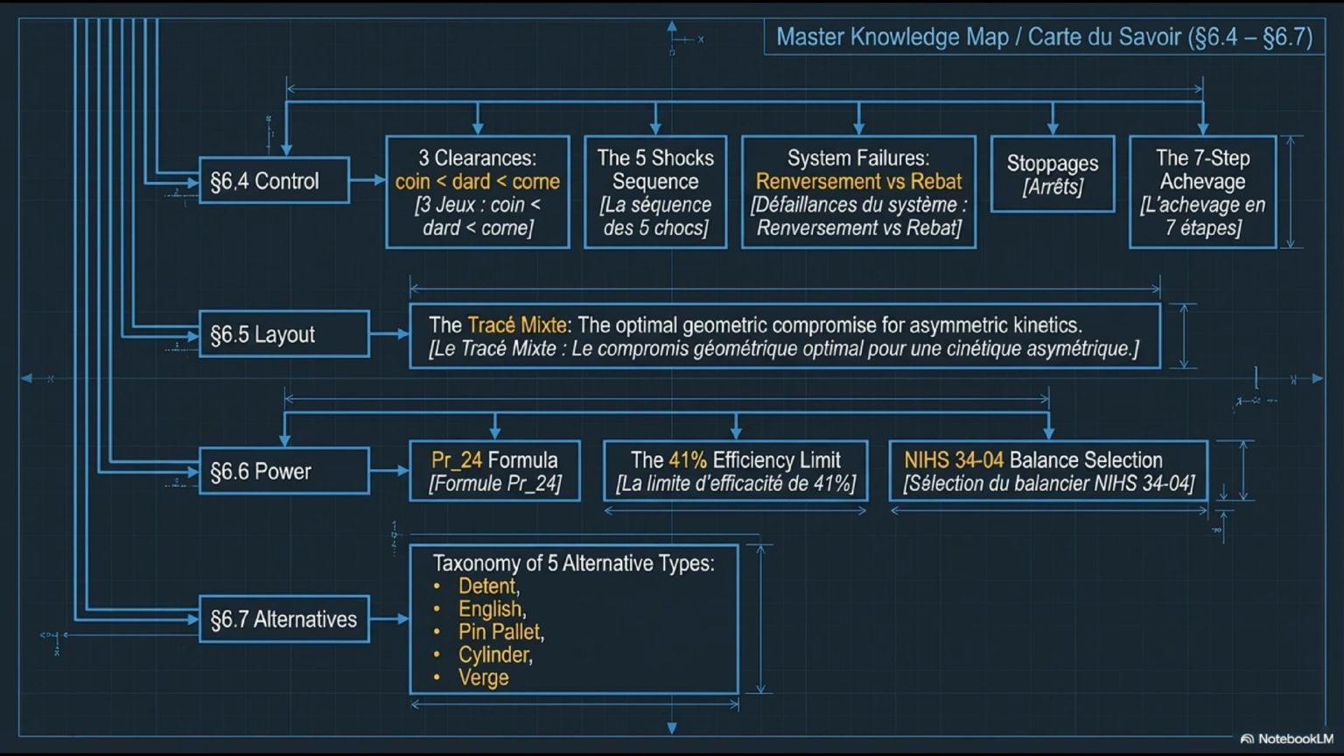Section 6.7, alternatives, the taxonomy of 5 alternative types: detent, English lever, pin pallet, cylinder, and verge. The impulse distribution spectrum from total on wheel through shared to total on pallet. The free escapement mandate that classes 1 and 2 permanently violate. And the ultimate conclusion: the Swiss lever is not the most precise, but it is the most reliable precision escapement ever made.